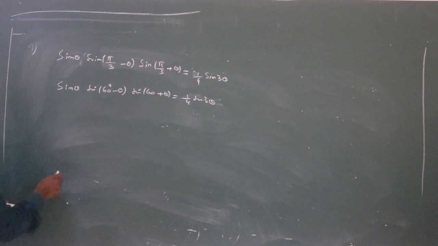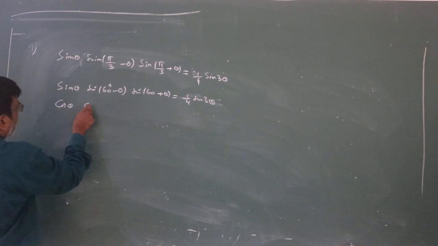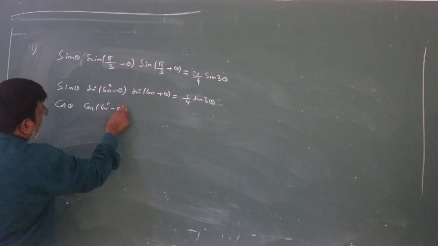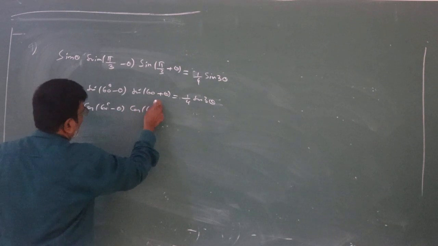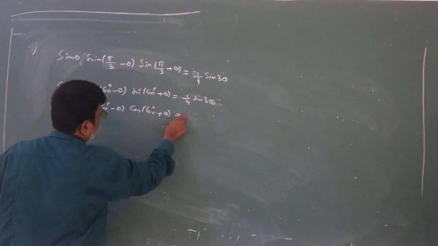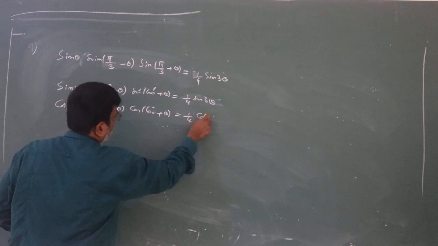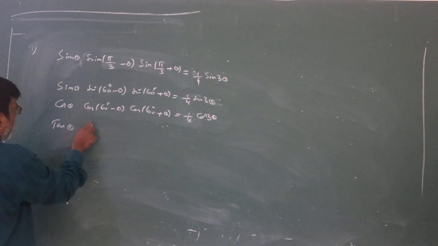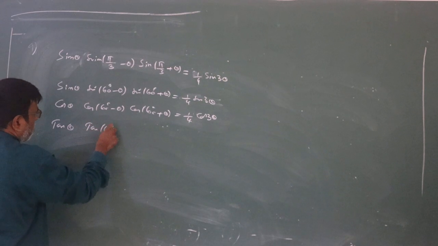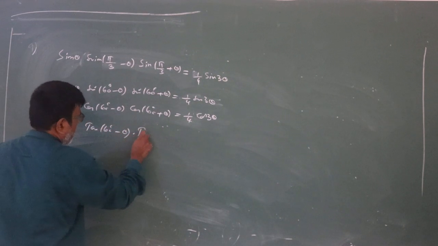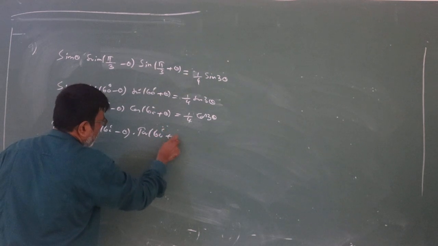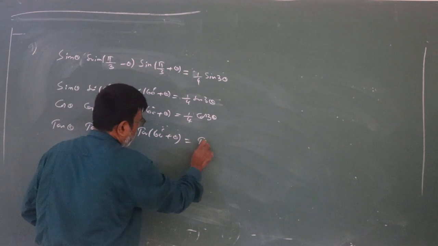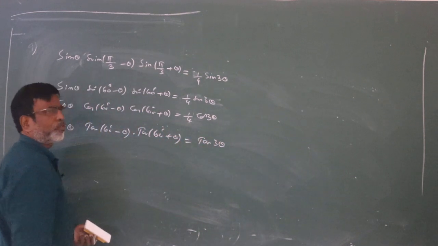In the same pattern, cos theta, cos of 60 minus theta, cos of 60 plus theta, that is also the same as 1 by 4 cos 3 theta. Remember that. Tan theta, tan of 60 minus theta, tan of 60 plus theta, it is given as tan 3 theta.